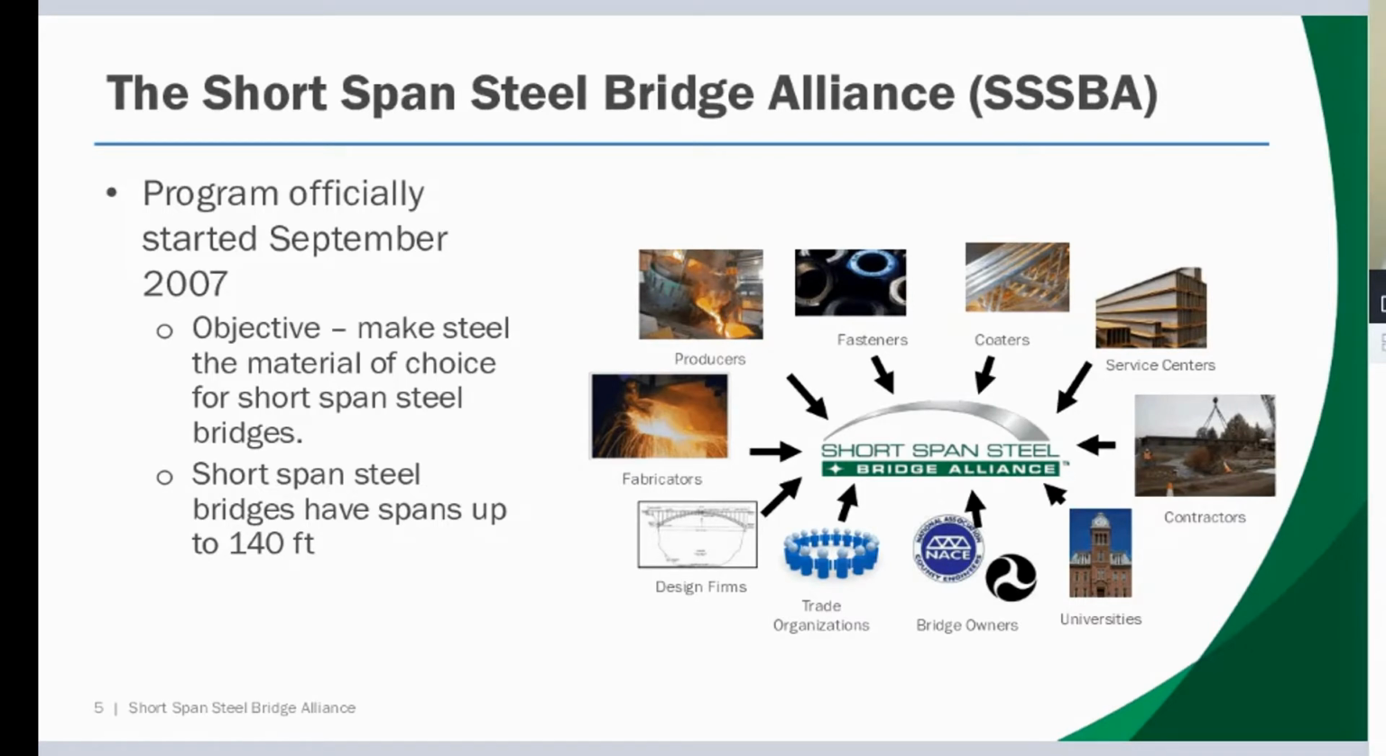The members within the Short Span Steel Bridge Alliance, the way I like to describe it, basically correspond to every cog within the bridge delivery engine. You have steel producers and service centers. You have folks that manufacture fasteners, coaters. You have design firms, trade organizations, universities. So a lot of these work products that we've put together have really been the industry as a whole coming together and developing these solutions and defining what's efficient and economical for short span steel bridges. And so I think that's a really important aspect that should be brought up.